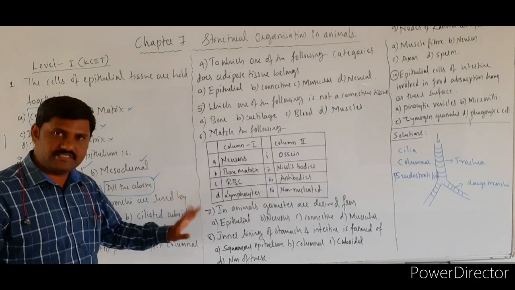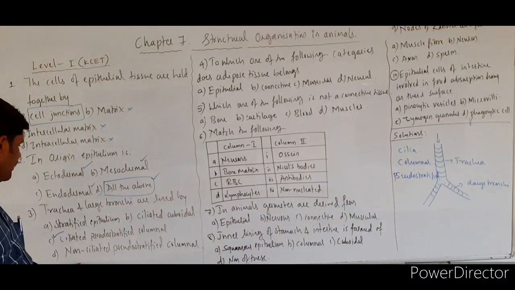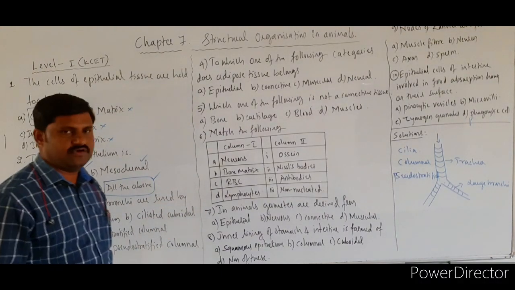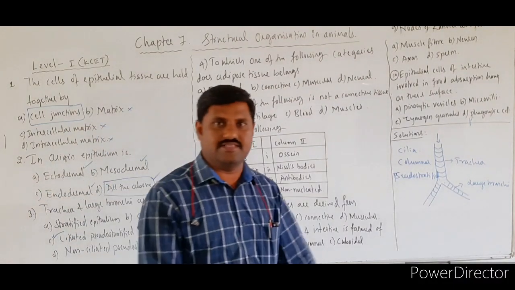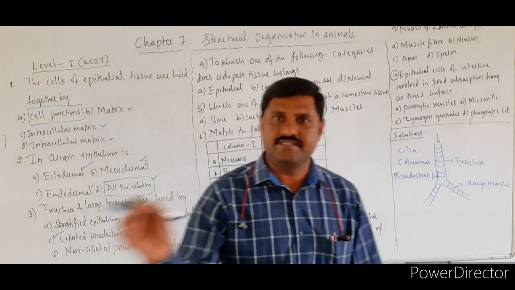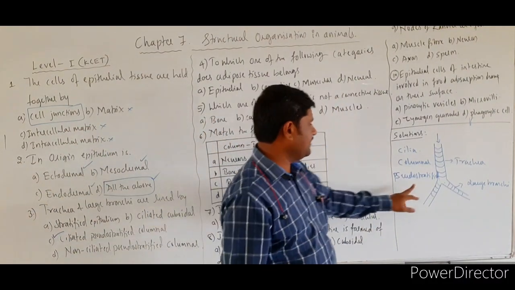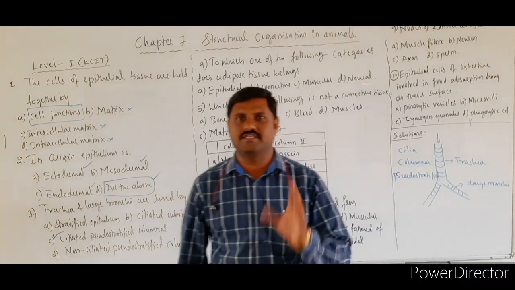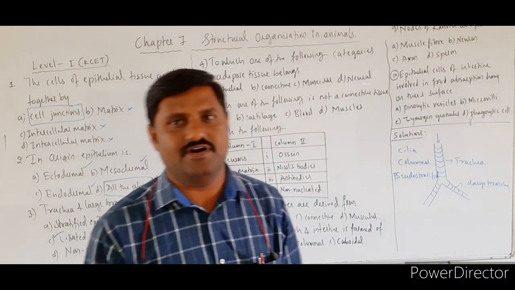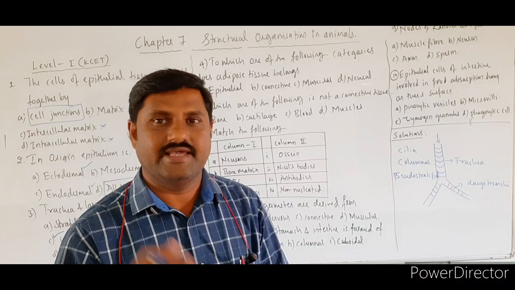Not the stratified epithelium singly, it is not at all the answer. Ciliated cuboidal epithelium, not possible. Non-ciliated pseudostratified columnar, it is also not there. Then the answer is ciliated pseudostratified columnar epithelium, the correct answer for this question. Okay, next question.